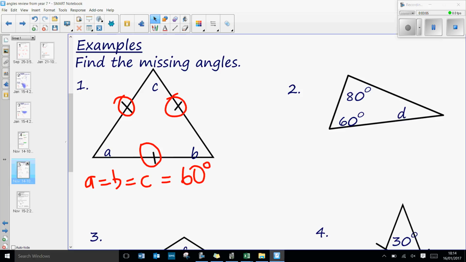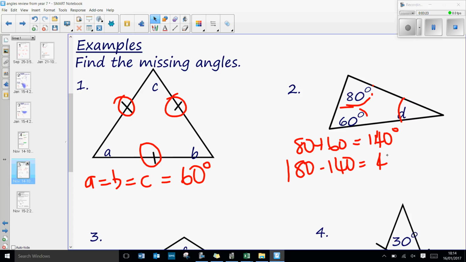For this missing angle here, D, what would we do? What we would do is add up these two angles, so we'd find out what 80 plus 60 was. Okay, and we would then subtract that from 180 to give us angle D.